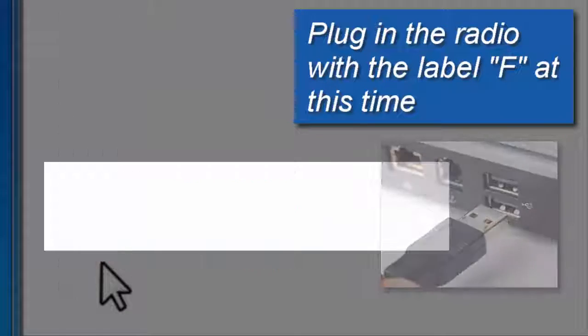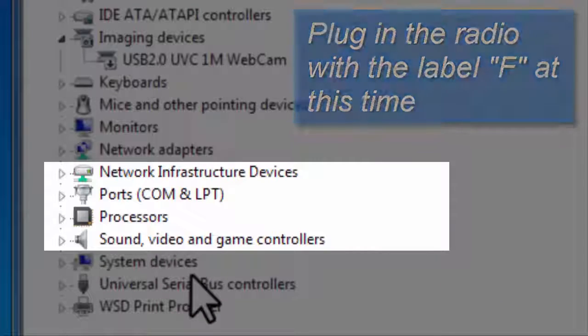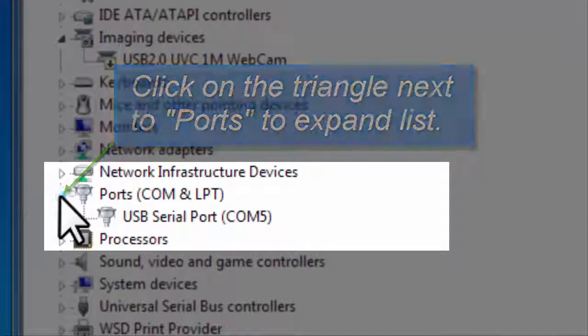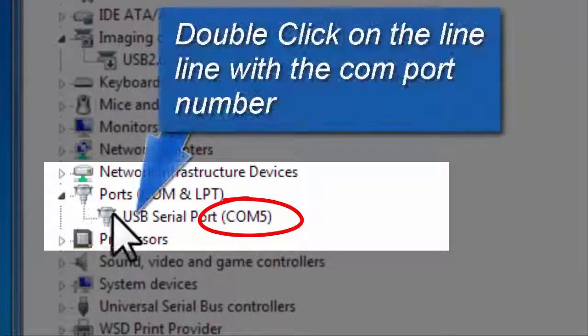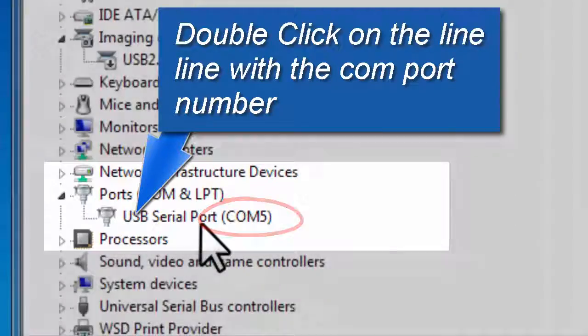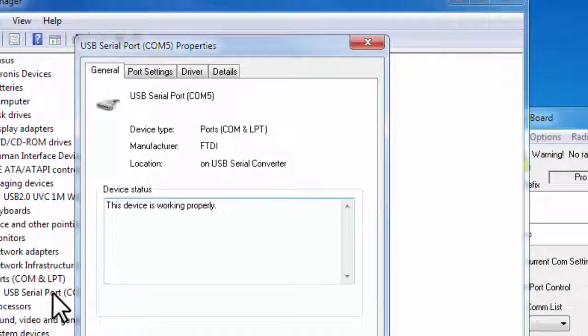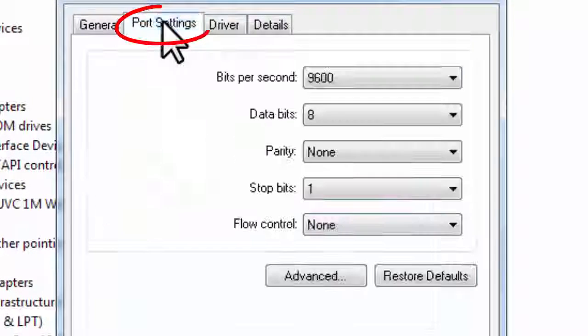After a few seconds, the Device Manager list will refresh. Click on the symbol next to the port's classification. In this example, USB serial port COM 5 was assigned to Radio F for the LeaderBoard. Double left click on the COM listing to bring up the properties window. Now, left click on the port settings tab.